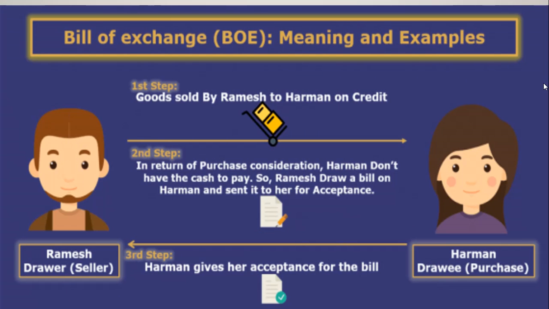Here are two persons, Ramesh and Herman. Ramesh is the seller and Herman is the buyer. Ramesh sold goods to Herman, but Herman does not have any cash to pay. So Ramesh draws a bill on Herman and sends it to him for acceptance. Herman gives his acceptance for the bill to pay a certain amount of money at a certain date. This concept is known as bills of exchange.